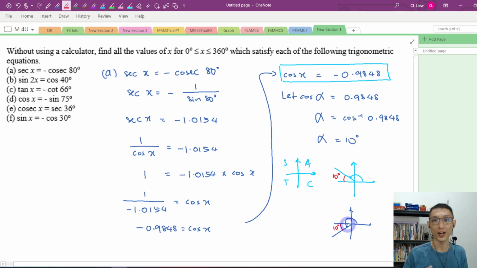Now we can find the value of x. Let me write over here. x is equal to 180 degrees minus 10, which is equal to 170 degrees, or 180 degrees plus 10, which is equal to 190 degrees. So this is how we use a calculator to help solve this type of question. But the question is asking us to do it without a calculator, so let me show you how to solve this type of question without using a calculator to find the reference angle.